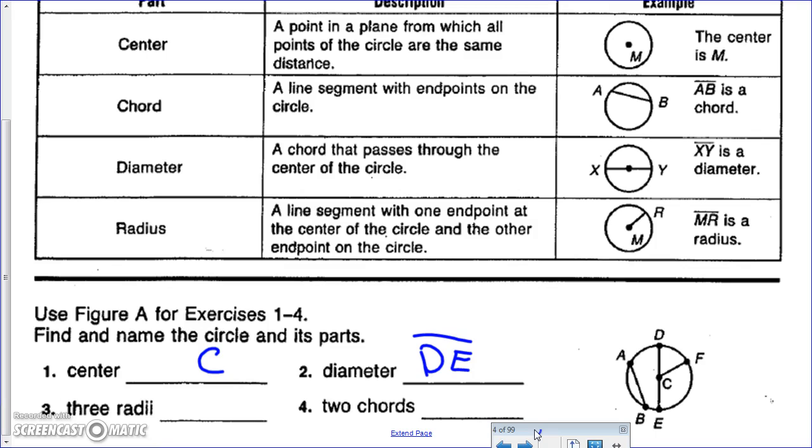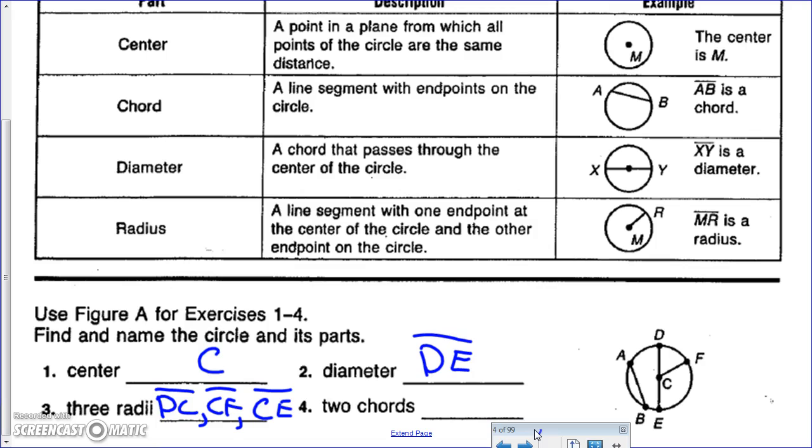Then it asks us to write down the 3 radii. That's the plural for radius. So we have the first one is DC. The second one is CF. And the third one is CE. As a radius, they all have to involve the center points. They all have C. They also all need a little line above them because, again, they are line segments.